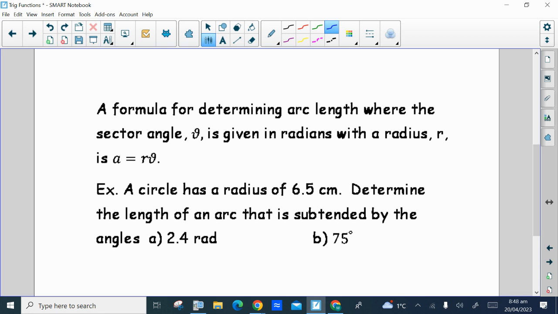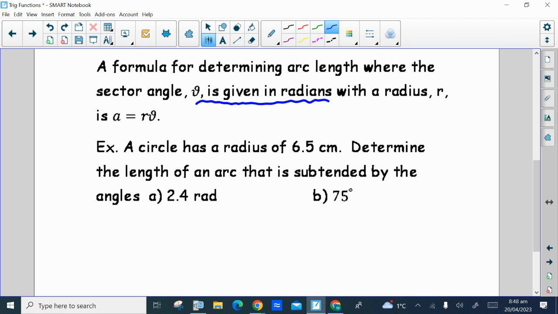So there's that arc length formula, A equals r theta, where the sector angle is theta and r is the radius. You have to remember that if you're using this, though, that your angle has to be in radians. And it says that up above there. Theta must be in radians. So for the first one, if we have a radius of 6.5 centimeters and a sector angle of 2.4 radians, we can find the arc length by just subbing those two numbers in. r, the radius, is 6.5 centimeters times theta, which is 2.4 radians.